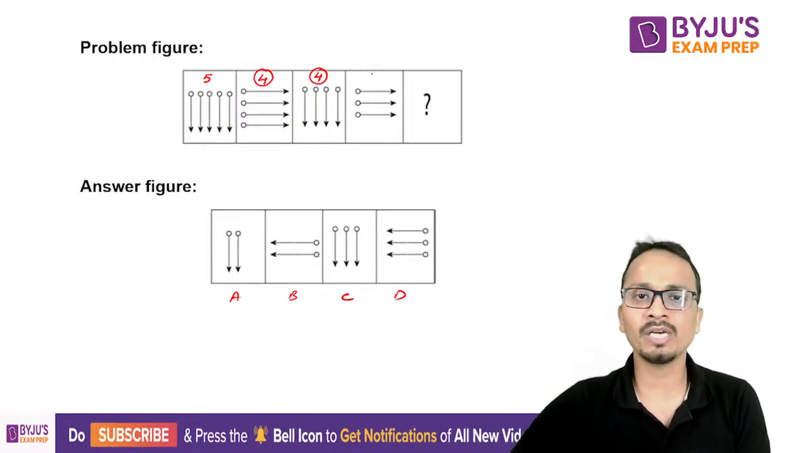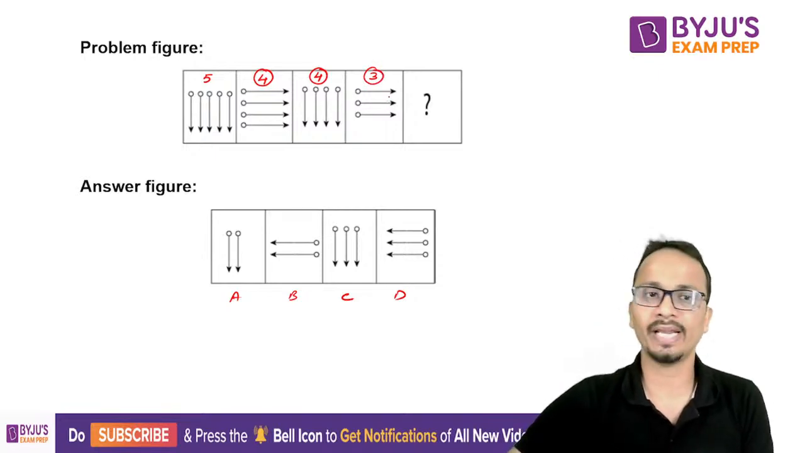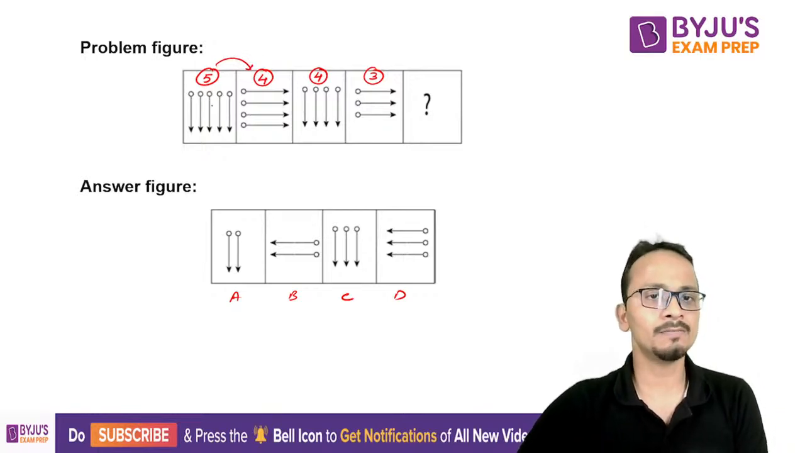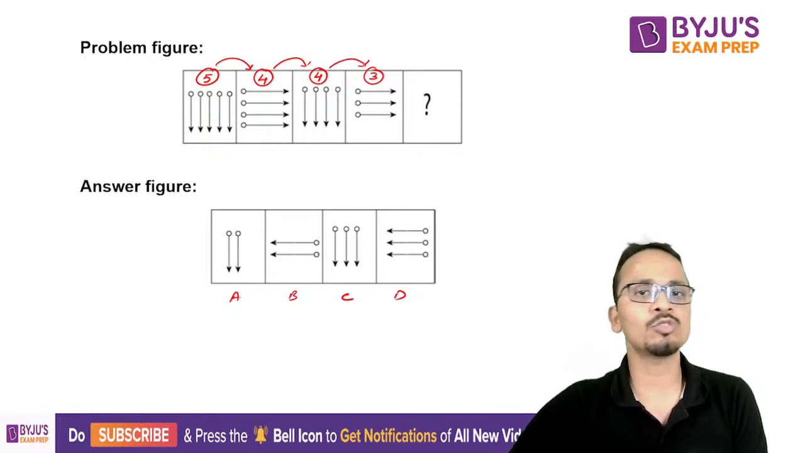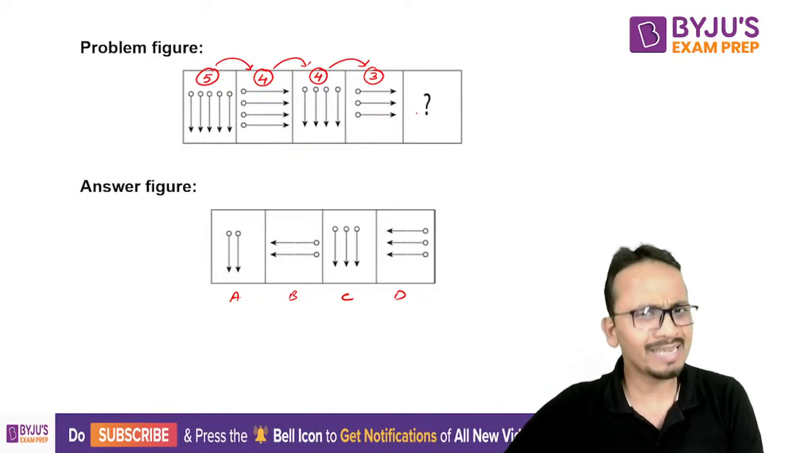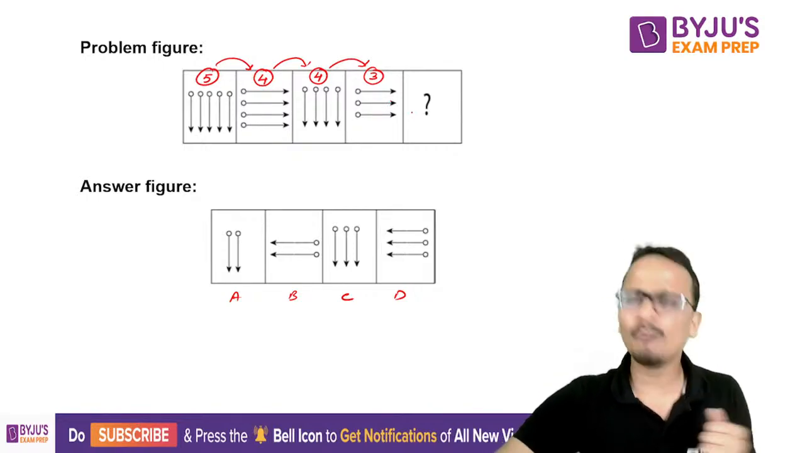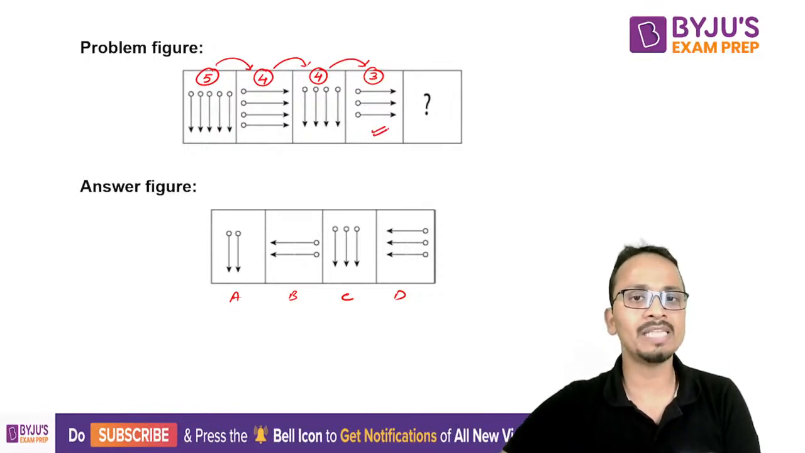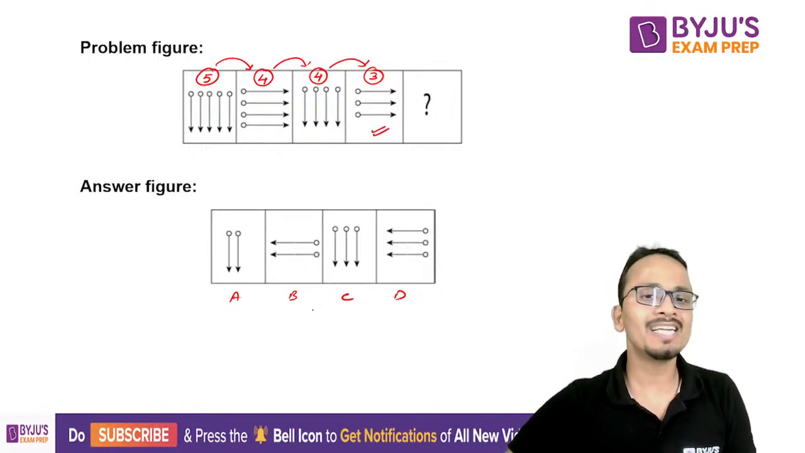In the next figure, the number of arrows is reduced by 1 and they are pointing towards right. So there were 5 arrows, 5 to 4, and the direction changed. Then it remains same and they are pointing downwards. Then the number of arrows is reduced by 1 and they are pointing towards right. Okay, so now in the next figure, there should be how many arrows? There should be 3 arrows. So number of arrows will now remain same and they will be pointing downwards.